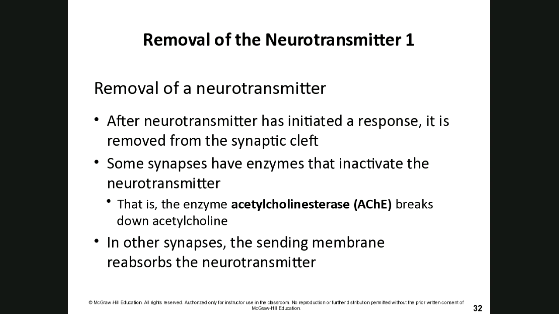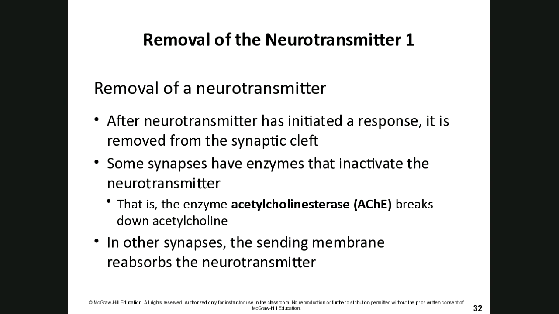So after it's done its whole job, there are enzymes that will actually break down that neurotransmitter, and one of those such enzymes is acetylcholine esterase. Now, one of these terms you're very familiar with, acetylcholine, because we talked about that in the muscle notes, where we said acetylcholine will bind to the receptors on the muscle cell, allows for sodium ions to come in, and that's that action potential that takes place.